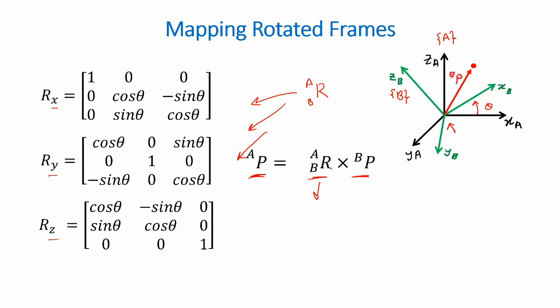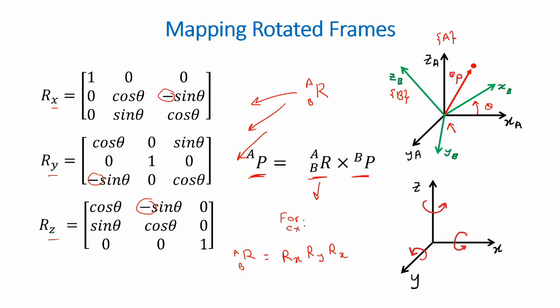Note that this rotation matrix can be a combination of these three matrices in any order. So for example, R_AB could be equal to a rotation in the X direction, followed by a rotation around the Y-axis, and then maybe another rotation around the X-axis. The minus signs used in these equations depend on the convention used. For my videos, I have taken a counterclockwise rotation as being positive.